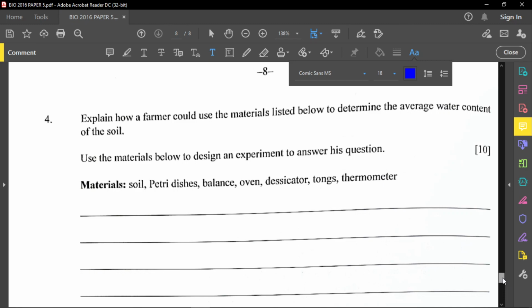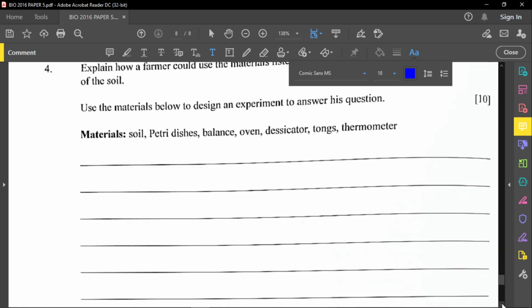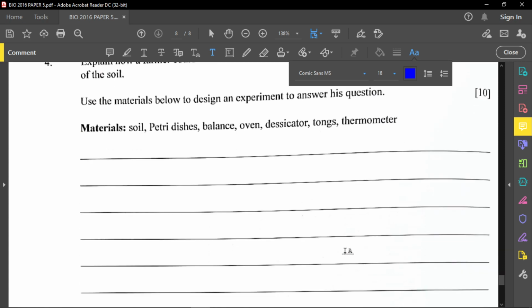And so it said the materials here: we have soil, we have Petri dishes, we have a balance, we have an oven, we have a desiccator, we have tongs, and we have a thermometer. All right, so here now it is a whopping 10-mark question. And so step by step, let me just run through this with you real quick.